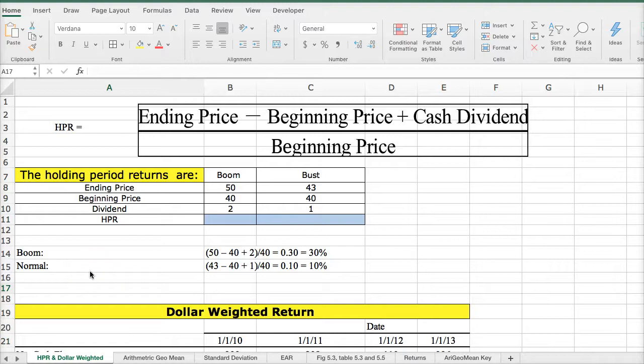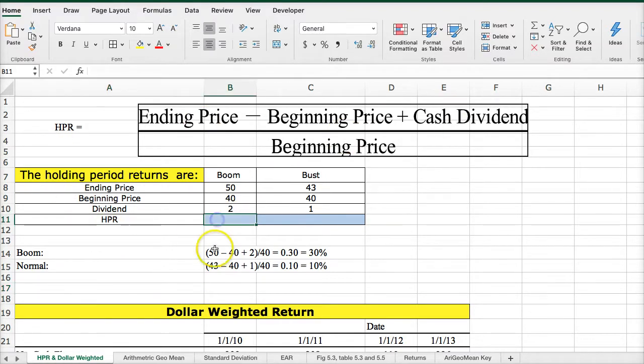Hi, and this is going to be the spreadsheet addition to the lecture from Chapter 5, Risk and Return. And in this spreadsheet, I'm going to go over the formulas and the demonstrations of how to calculate many of the mathematical aspects of the chapter, which I find very difficult to do over a PowerPoint presentation. So if we want to calculate the holding period return, here's the basic formula.